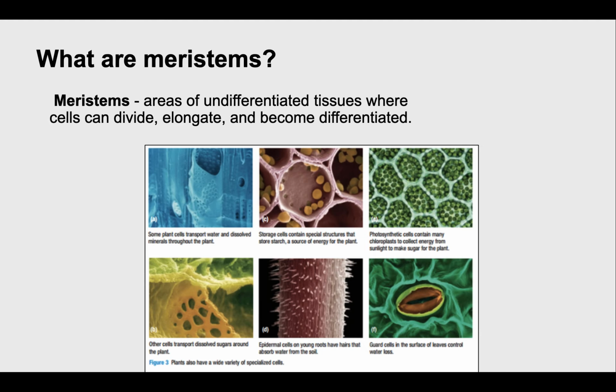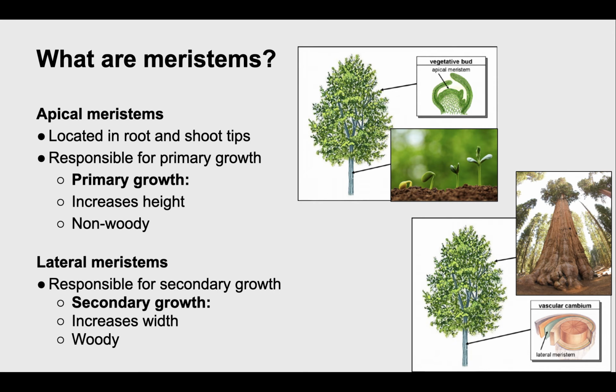All right, so when we think about all those different specific cell types that these cells could become, they could become guard cells, parenchyma, sclerenchyma, tracheids, whichever it's destined to be, essentially whatever the plant needs. When we look at where these meristems are located, they're going to be located in areas that are actively growing.